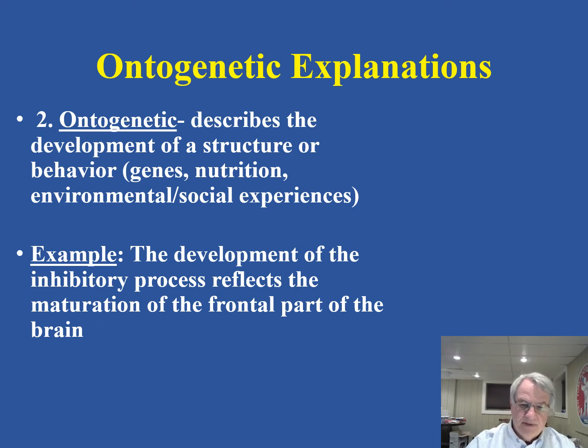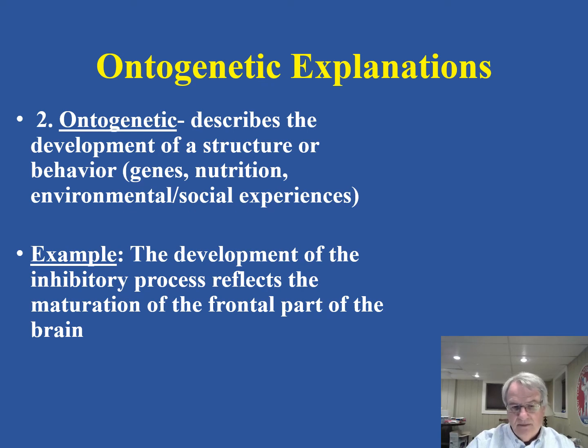By way of an example, we could explore the development of what we call inhibitory processes in terms of the maturing of the brain. We generally lack those inhibitory processes during the early months, the early few years of life. But this matures with the development, especially of the frontal lobe area of the brain, which is generally involved as it develops in inhibiting behaviors.